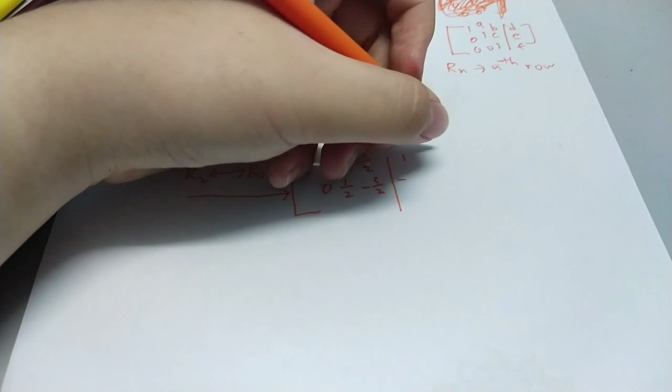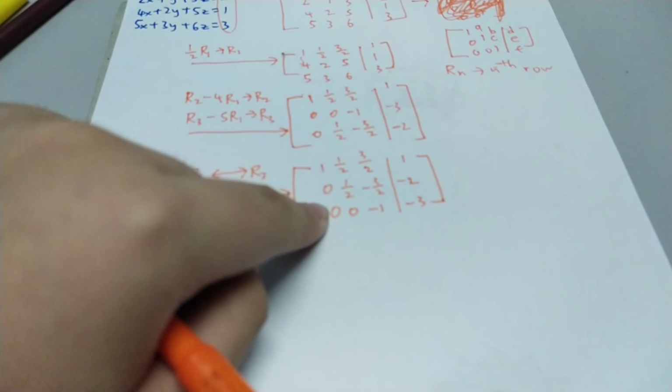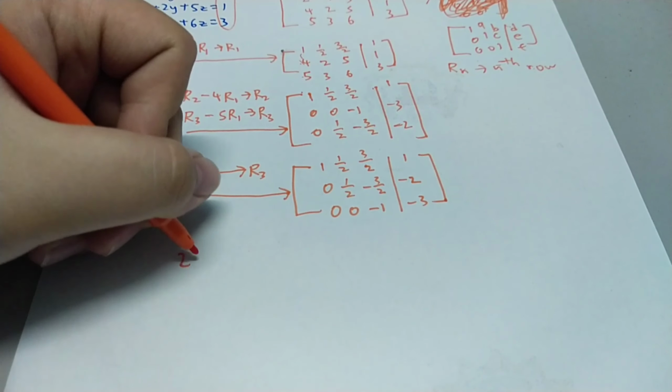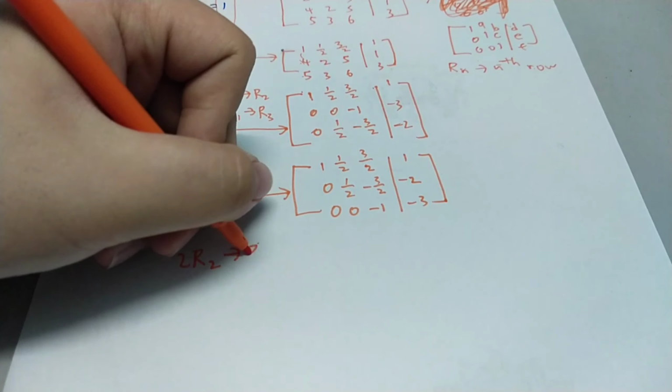Now, we already swapped, and then what we can see here is the middle one. We have to make sure that it's equal to 1, but this is 1 over 2. So we are just going to multiply by 2 to here in order to make this become 1. So 2 times row 2 back to row 2.